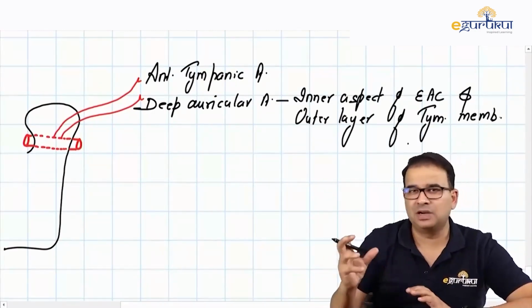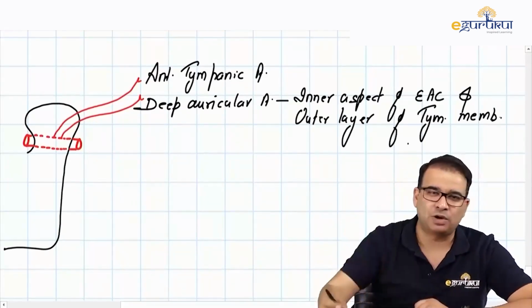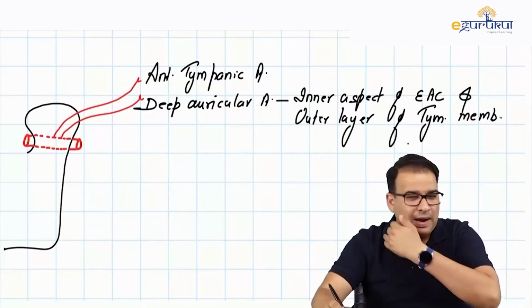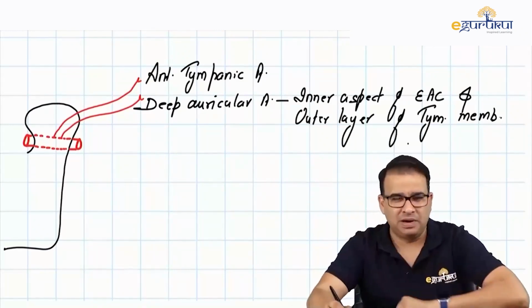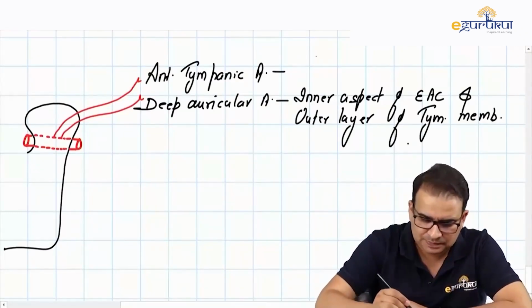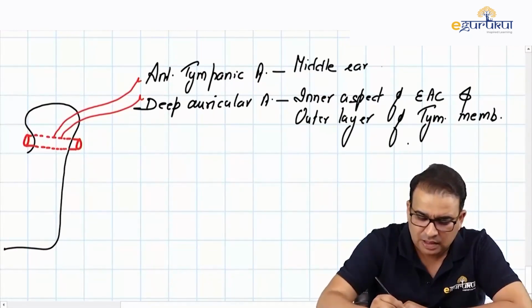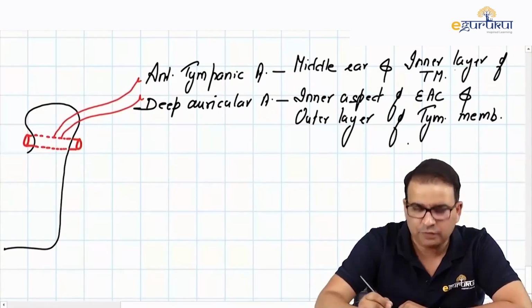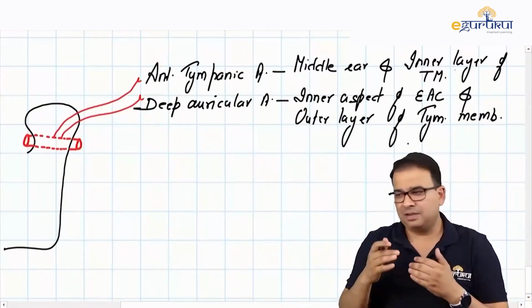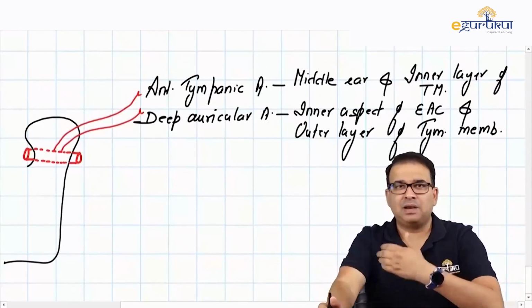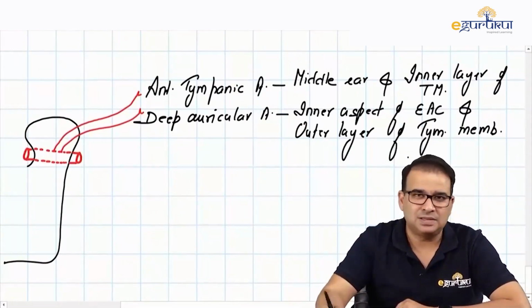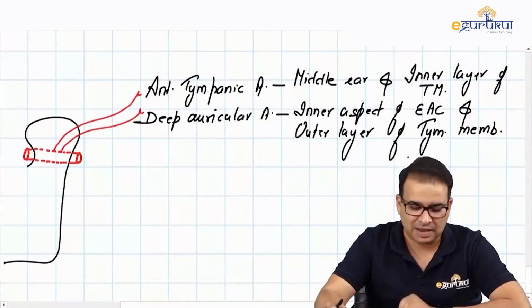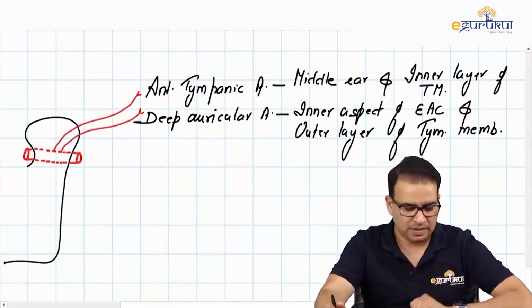Make sense, guys? The word is auricular here, and it says deep auricular, so it's deeper inside the auricle. Anterior tympanic: anterior part of the middle ear, which you can also say is the outer part of the middle ear. The anterior tympanic artery supplies the middle ear cavity, some part of the middle ear, and along with that the inner layer of the tympanic membrane. Of course, the inner layer of the tympanic membrane is the one facing the middle ear, so that is supplied by it as well. That is deep auricular and anterior tympanic.